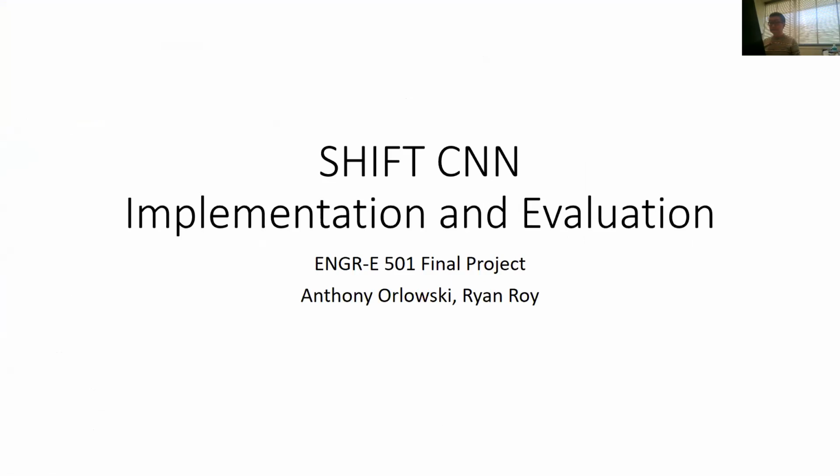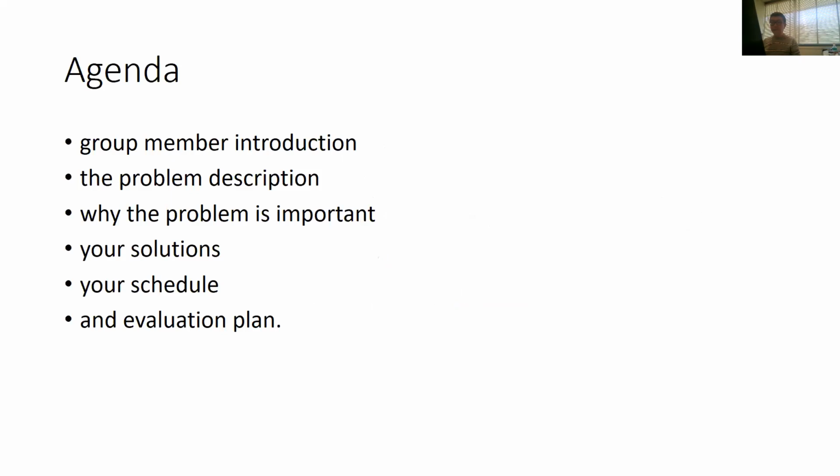Hello, everyone. The topic that we have selected for our presentation, and our project, is basically the Shift CNN, its implementation and evaluation. Can we have the next slide? So there are 6 parts to this presentation. We would be starting with a brief introduction of ourselves. We would be talking about the problem. Then we would be talking about why the problem is relevant. We would be moving forward to the proposed solutions, the estimated timeline, and finally, we would be talking about the evaluation plan.